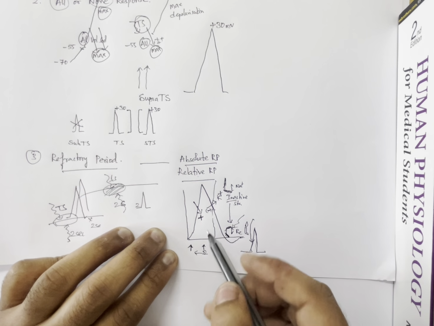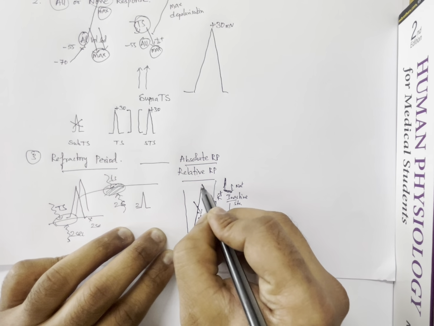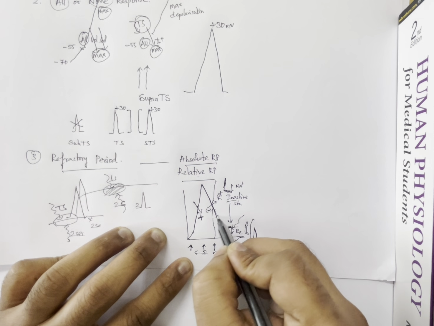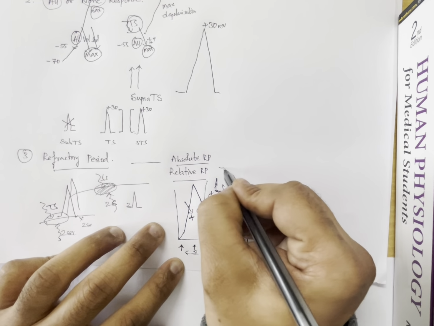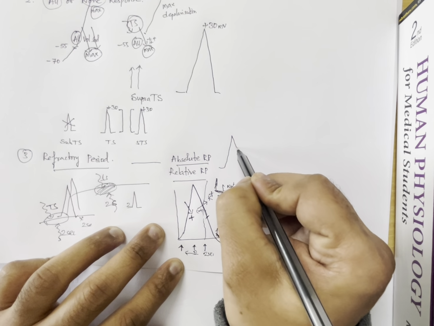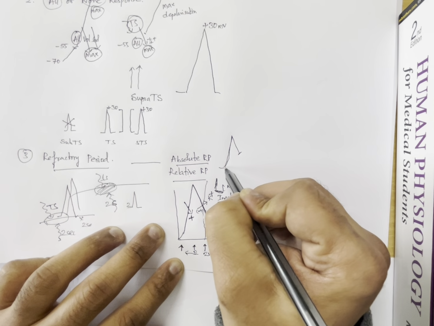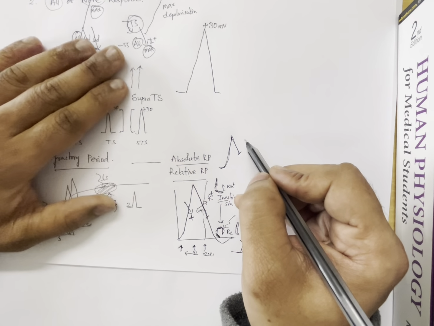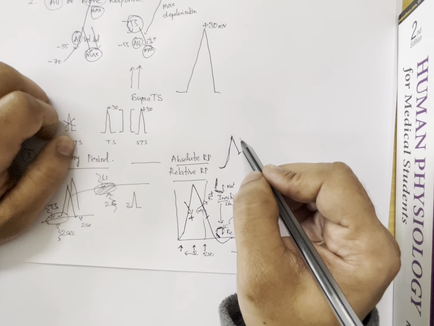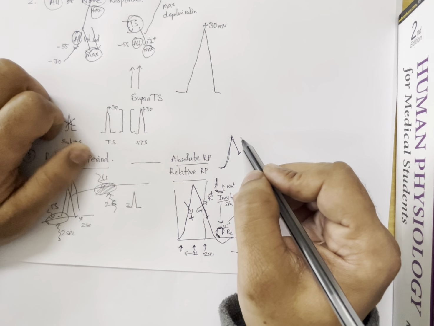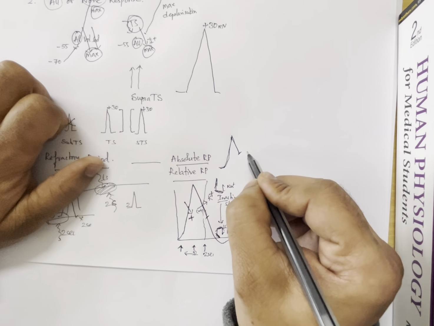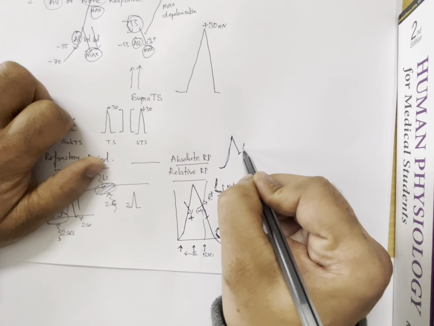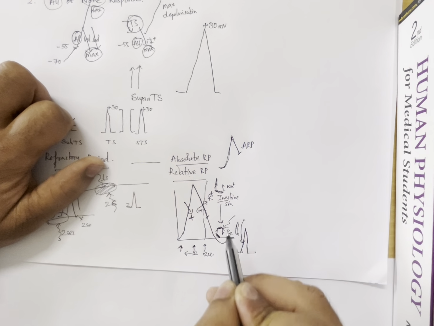So that is happening during the depolarization phase and in the early repolarization phase. In this phase, what is happening? Whatever may be the strength of the stimulus, even a higher intensity stimulus fails to generate an action potential. So that is the absolute refractory period.